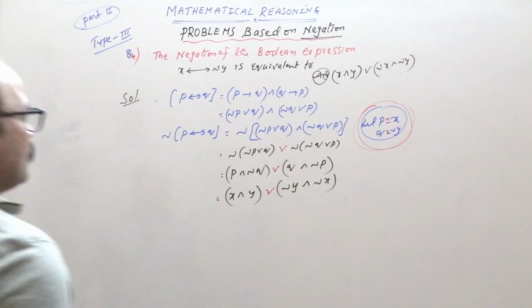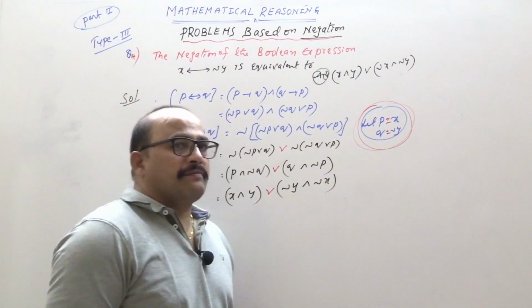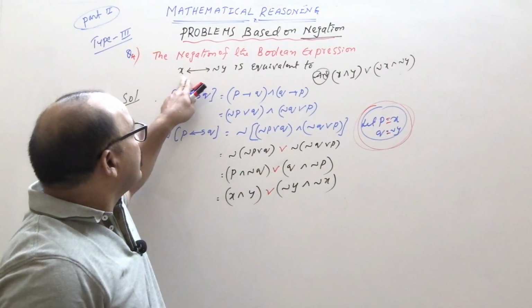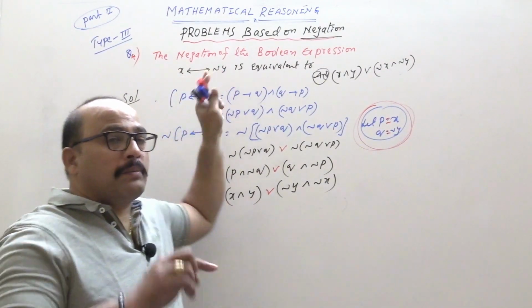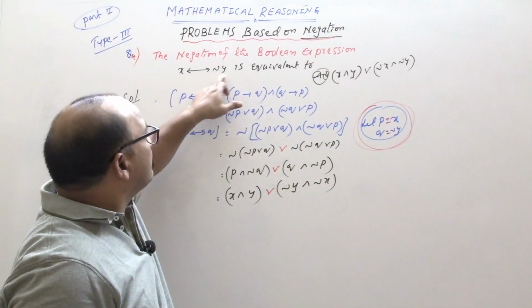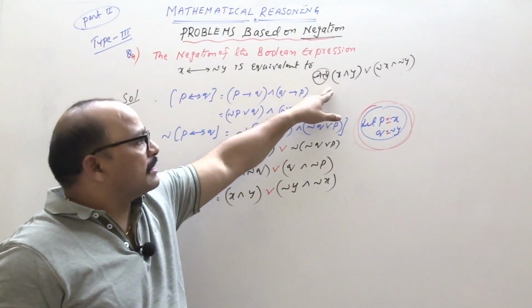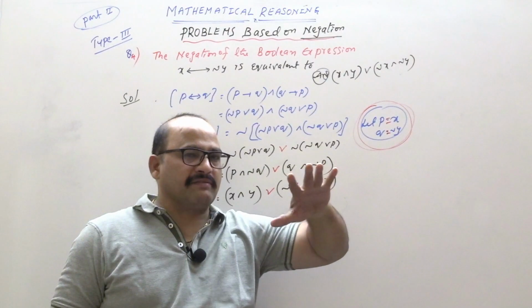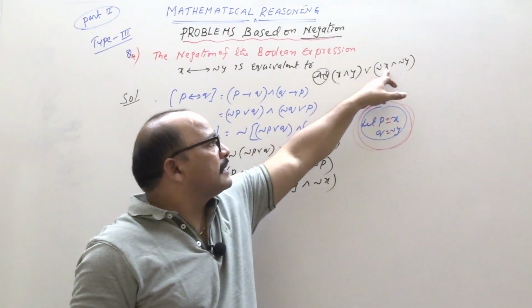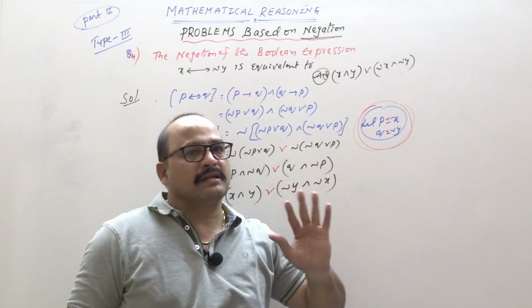Yes, this is the fourth question, students. Negation of the Boolean expression if and only if. Before problems, implication, and, or like this, double implies is equivalent to... the answer is, I am not writing the four options, time waste, lengthy. So x and y or negation x and negation y, this is the equivalent answer.